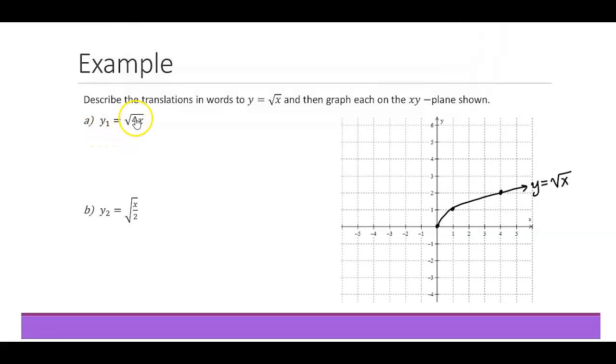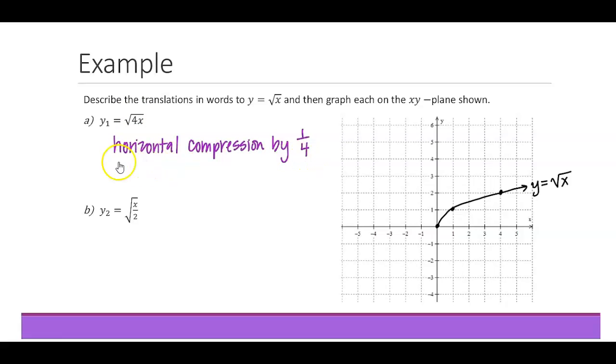y1 equals the square root of 4 times x. Since 4 is being multiplied to the x value, we're going to have a horizontal, either stretch or compression. Now, it's actually the opposite of what you would think. Anytime we're next to x, it's the opposite of what we would think. So instead of a horizontal stretch, because this number is greater than 1, it's going to be a horizontal compression. So it's going to be a compression by its reciprocal, which is by 1/4. It's going to be a horizontal compression by 1/4.